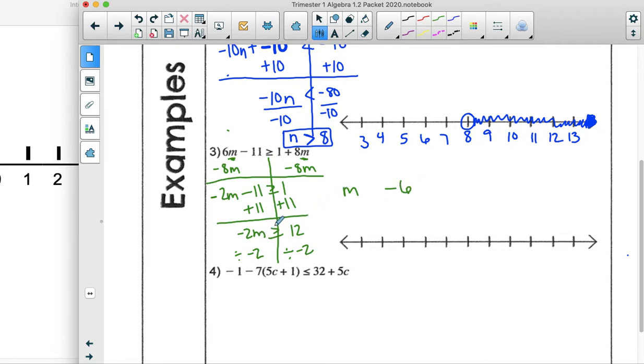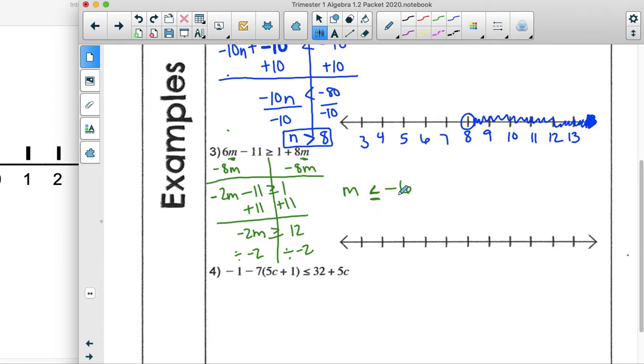Now to decide, do I need to flip my inequality? Should it go the other way, or should it stay the same? Did I divide by a negative? That's really the question we're asking. Yes, I divided by negative 2. It doesn't matter what number's up here, it's what did we do on both sides. We did both sides negative 2, so it needs to flip. So instead of a greater than sign, we need a less than sign, or equal to.